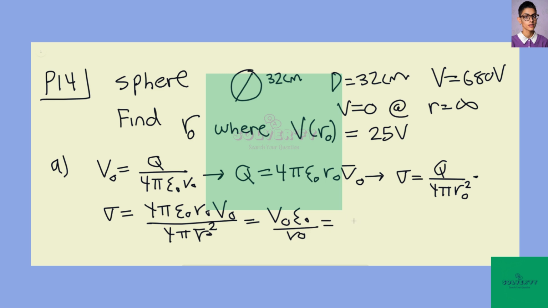Plug in numbers at this point, 680 volts for the voltage, and our R naught is half the diameter. We probably should give this a different subscript. R naught is the radius of the initial sphere. We're trying to find the charge on it. And we can plug these values in to get 3.76 times 10 to the negative 8 coulombs per meter squared.